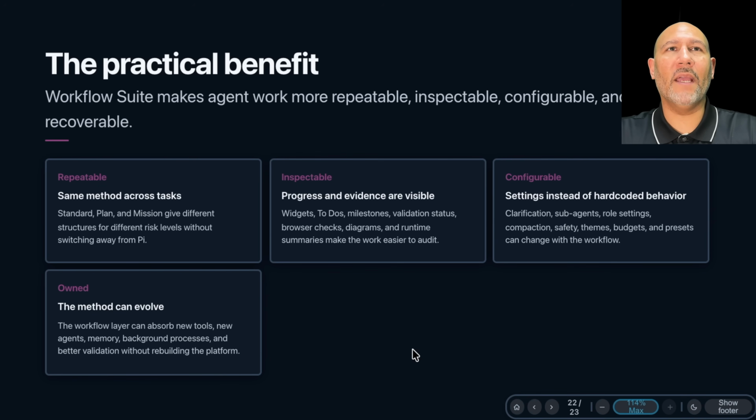So that is the practical benefit. The workflow suite makes this repeatable, inspectable, configurable, and you can own that process. You can switch between standard, plan, and mission depending on what you want to do. You can configure what agent executes what task, what configuration suits your needs. So that's why I like Pi. Pi gives me the main agent foundation. Workflow Suite gives me the operating layer that I can improve over time.